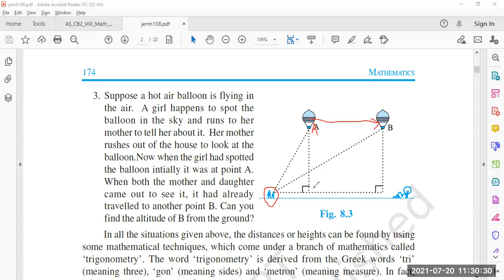Okay. So now the question arises here: can you find the altitude of B from the ground? The balloon has traveled from position A to B. Here we can also have a question: how much distance did it travel? That's one question. The second question is how far it is from the ground, upward. Okay, so this is another question we can have, isn't it?